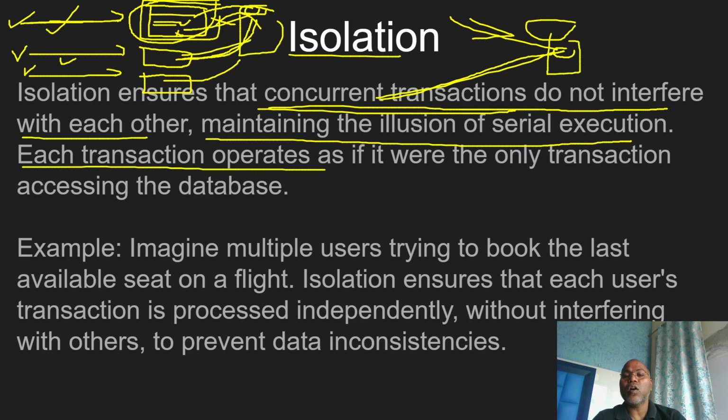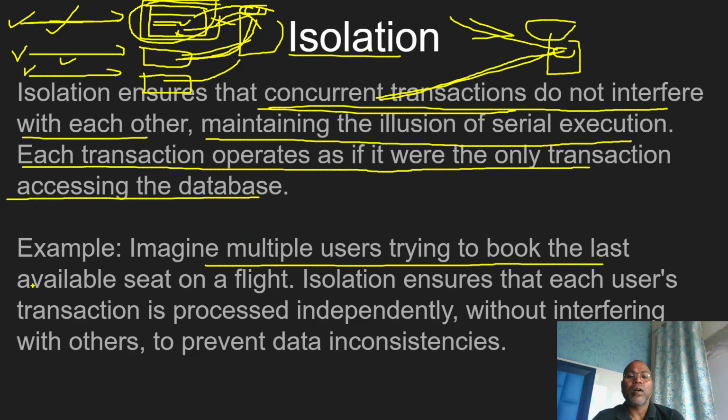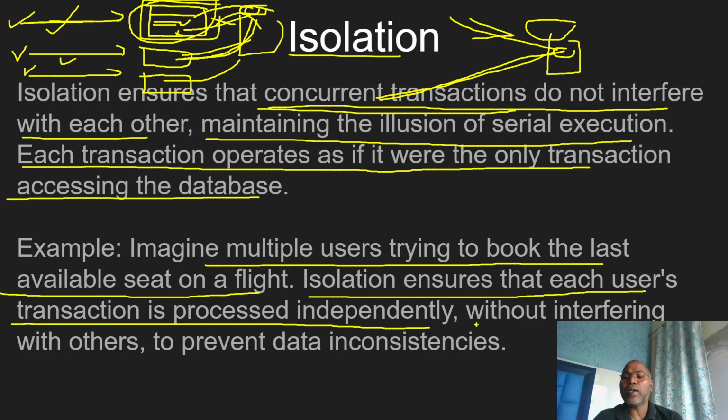Each transaction operates as if it were the only transaction accessing the data. So if a particular transaction is going on, another transaction cannot view or update the data. Once the transaction is done and successful, the data becomes visible to every transaction and every request. Example: multiple users trying to book the last available seat on a flight. Isolation ensures that each user's transaction is processed independently without interfering with the other, to prevent data inconsistency, right? So here, for example, we have a number of seats.